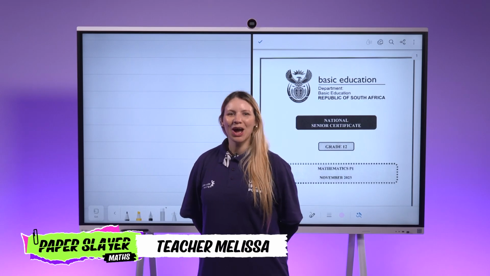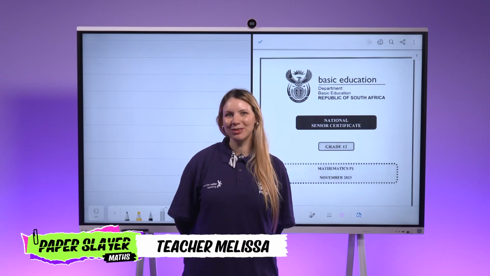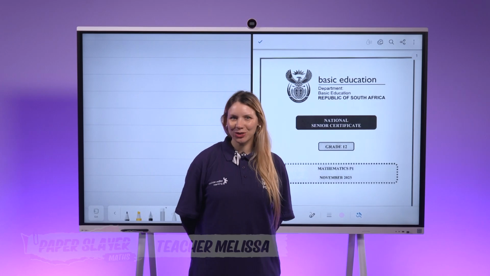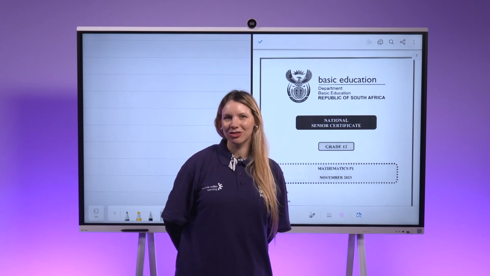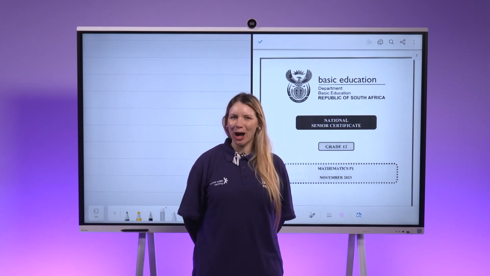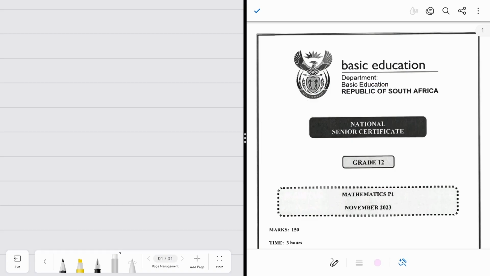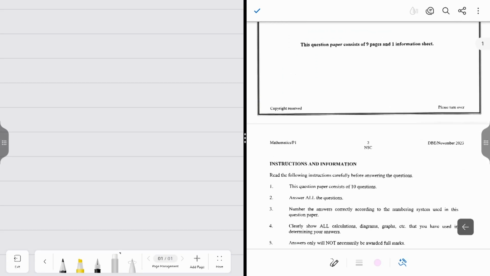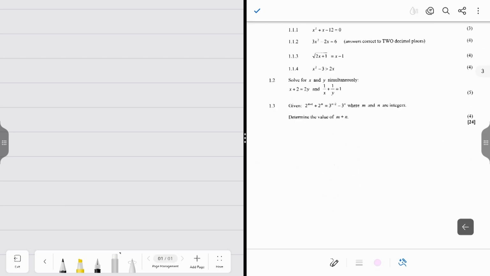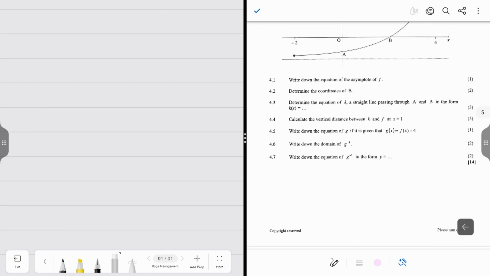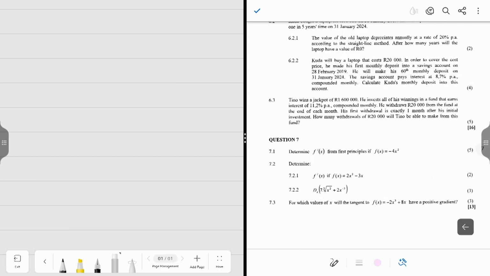Hello everybody, we are still busy with paper 1 today and we are going to work through the financial mathematics sections for grade 12 and for your upcoming exams. Let's get started. So you have your paper in front of you and you have your pen out, and we are going to work through the financial sections so that we can make sure that we are ready and geared up for our upcoming exams.